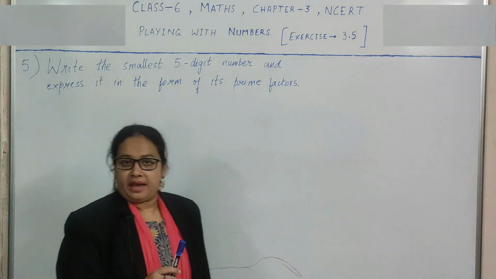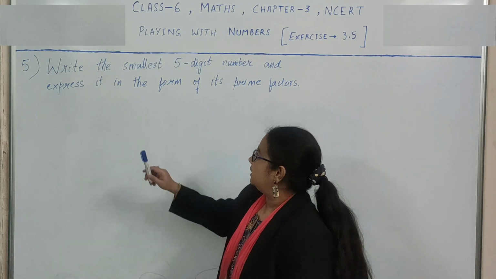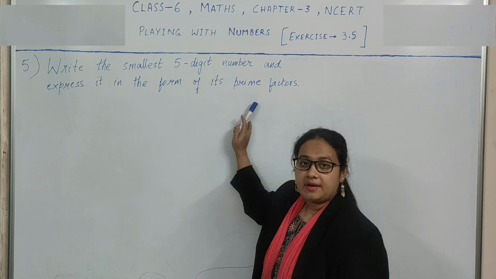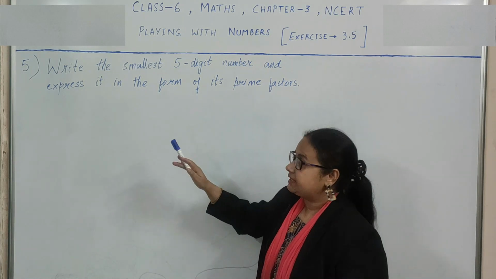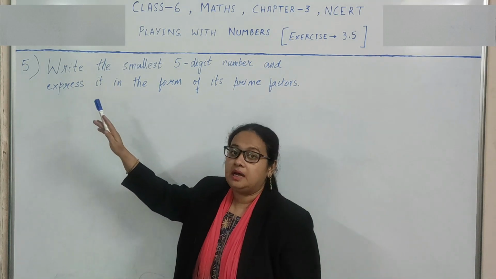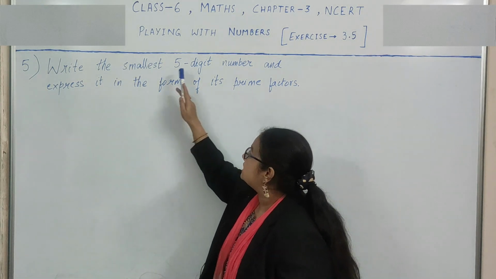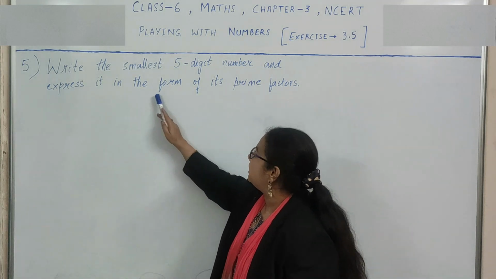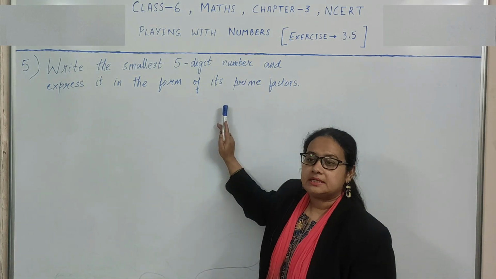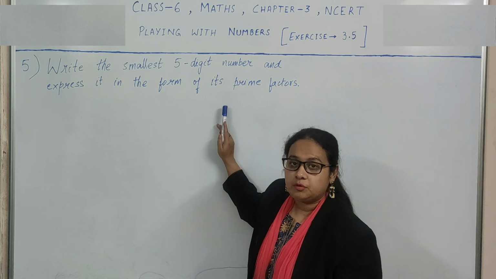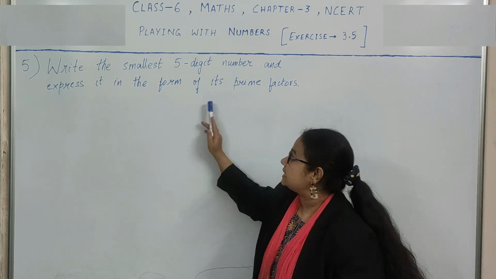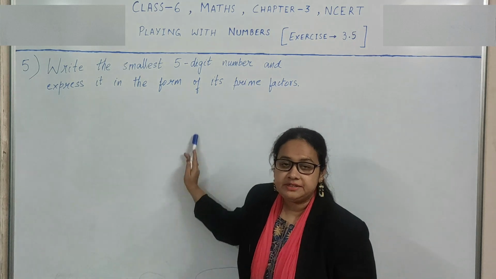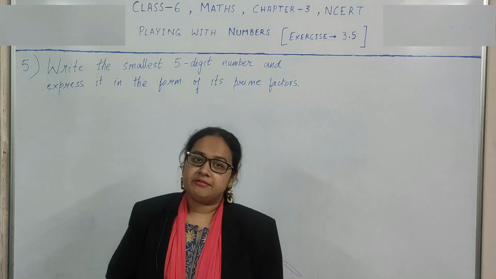We will solve it same as the previous question, because in that question also we have to express the number in the form of its prime factors, but there the number was different and here we have a different number. We have to write the smallest 5-digit number and then express that number in the form of its prime factors. Means we have to find the prime factorization of that smallest 5-digit number, and then express it in terms of its prime factors.